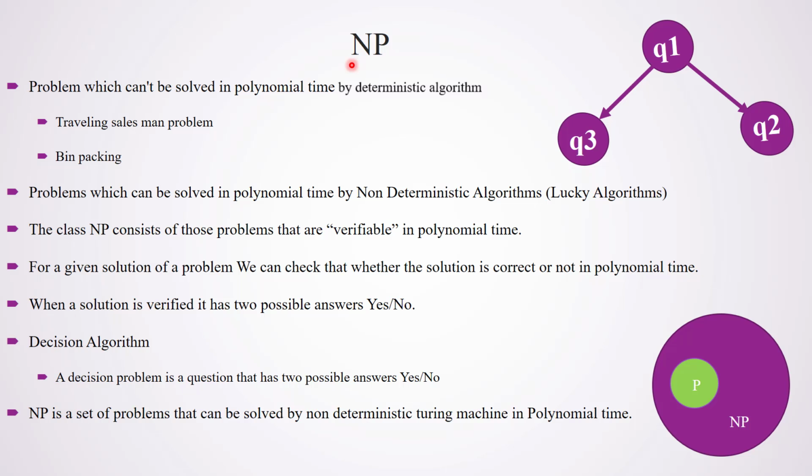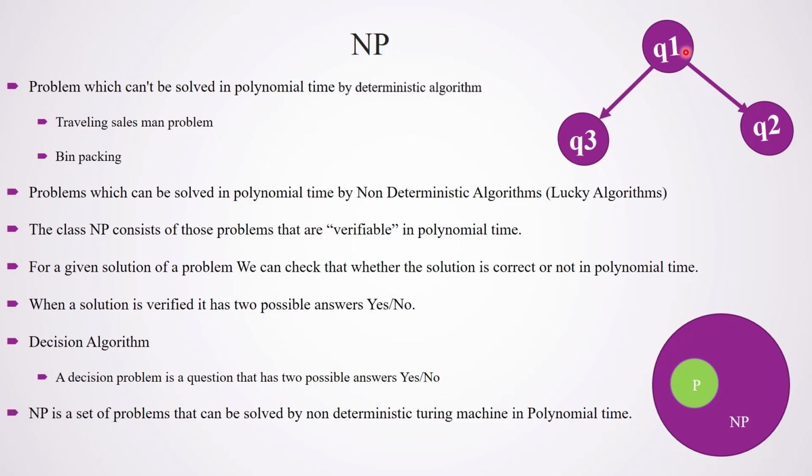So next is a class of problems called NP. Problems which can't be solved in polynomial time by deterministic algorithms generally come under NP problems. Two examples are the traveling salesman problem and bin packing. These two problems we will study in detail later. Problems which can be solved in polynomial time by non-deterministic algorithms, those algorithms are also known as lucky algorithms, such problems are called NP problems. So here the problem can be solved in polynomial time, but we are using non-deterministic algorithms.